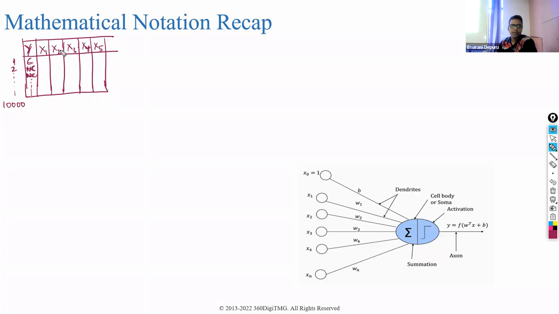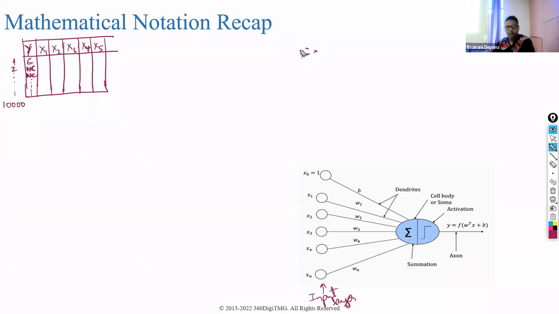How many inputs do we have here? 5 inputs. If you have 5 inputs, in the input layer of your neural network, you're going to have 5 neurons: 1, 2, 3, 4, 5 neurons. But then here we are seeing one more neuron. We have 5 inputs here, hence we have 5 neurons, but we also see an additional input. What does that mean?